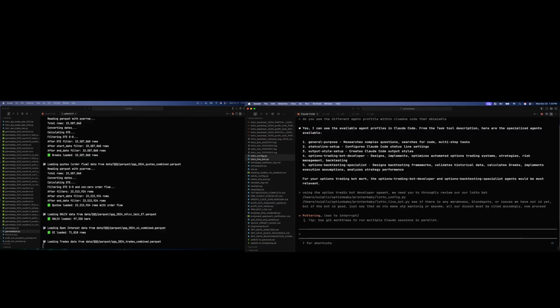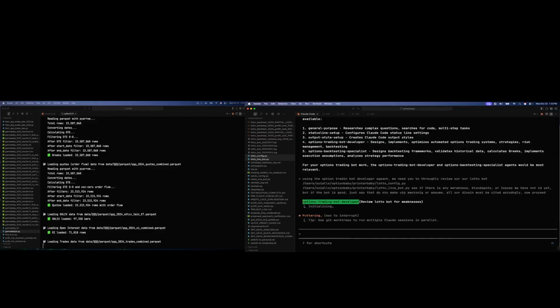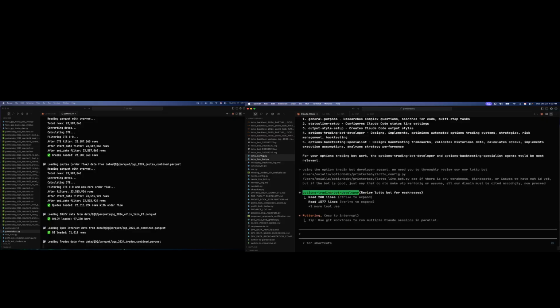So you're going to see it's going to be like, all right, so you want me to use this developer? Watch what happens. You see where it says puttering. Watch, it's going to go to the developer agent. I think it's green. Okay, green. All right, perfect. Now I'm this agent, right? Option trading bot developer. So now it's going to do what it said. It's going to review both of these codes.